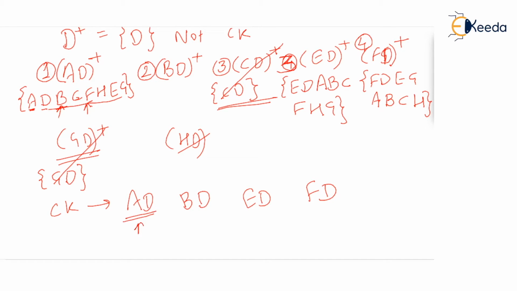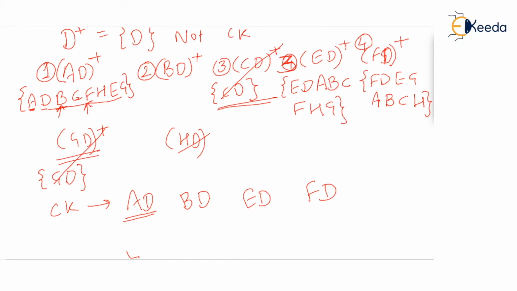Now there is no sense in adding anything to these candidate keys. There is no question of asking, is ABD a candidate key? No, it cannot be, because if AD is the candidate key and you join something more to this, then you will be recognizing all the attributes. In fact, ABD will be a super key. Similarly, nothing will go along with BD or ED or FD.